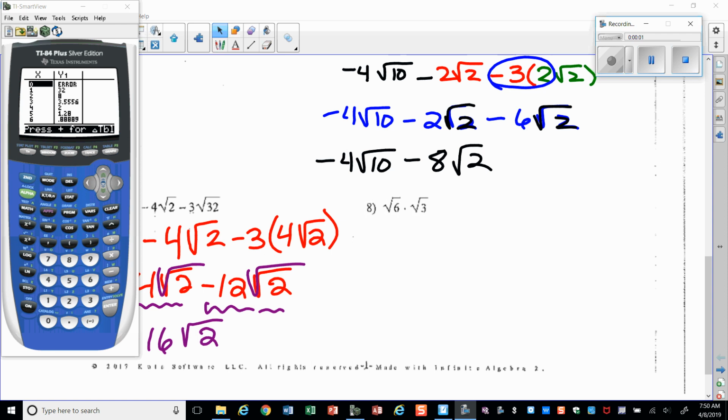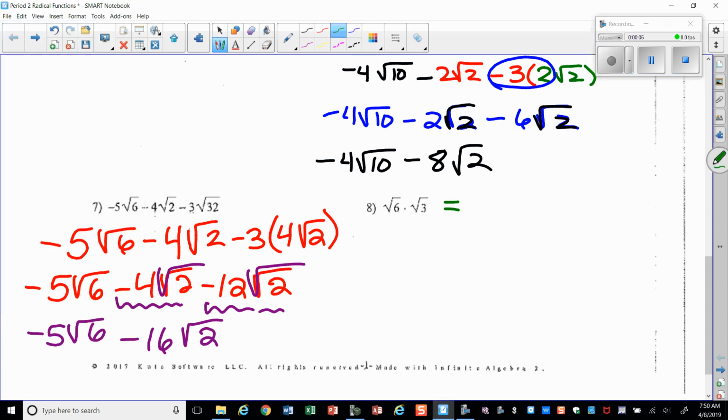So we are multiplying radicals, and what you do is very simply, you just multiply what's underneath the radical. So if I have a square root times a square root, my answer is a square root. And then I just multiply 6 times 3 is 18, and that's my answer. Now, just like with everything, you always have to simplify if you can.